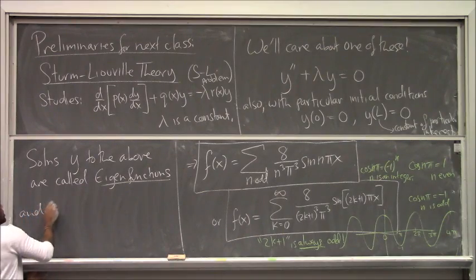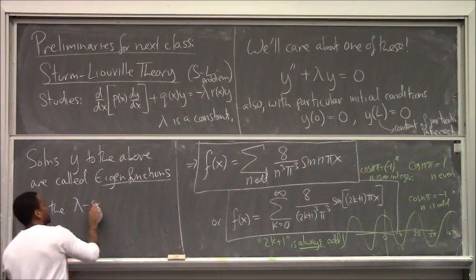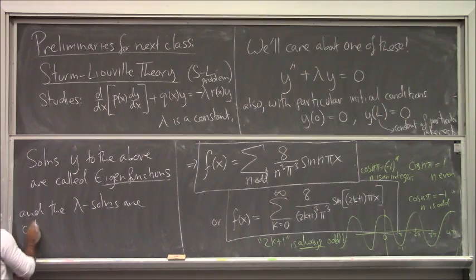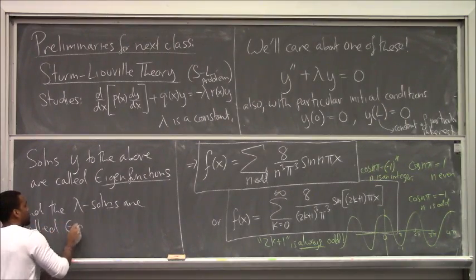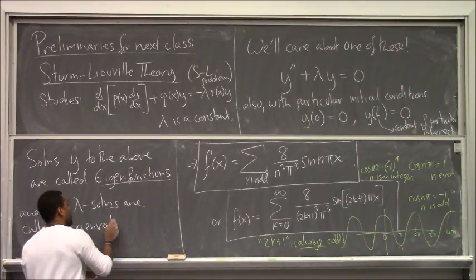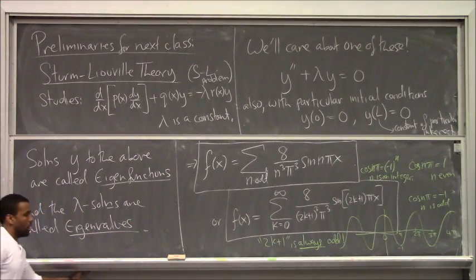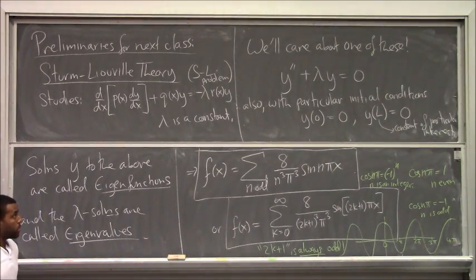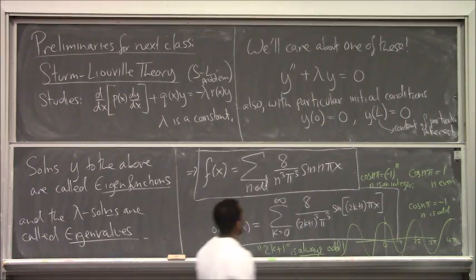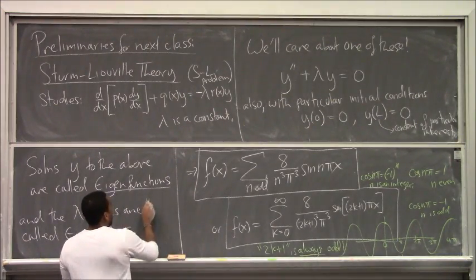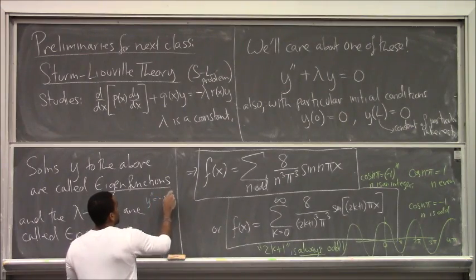And the lambda solutions are called eigenvalues. The reason they're called that is from the linear algebra part of it. What you'll realize is it kind of looks like we're saying y double prime is some constant times y.